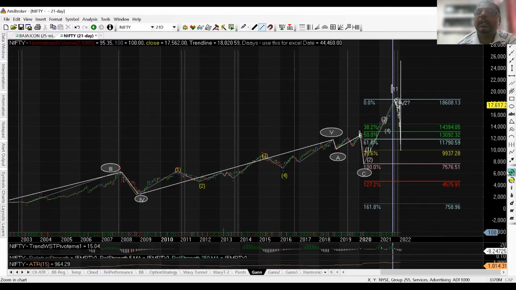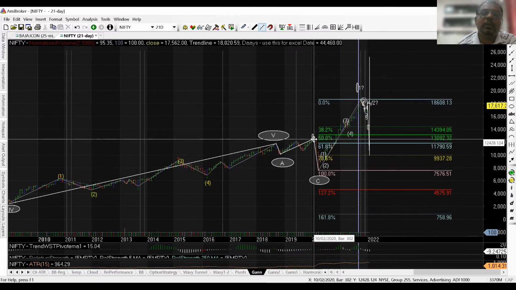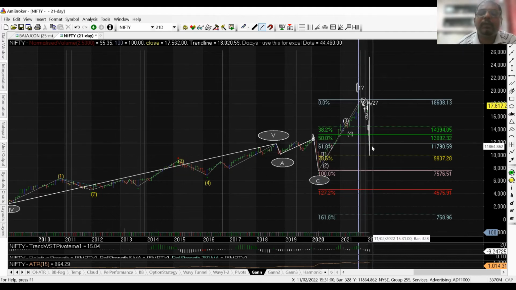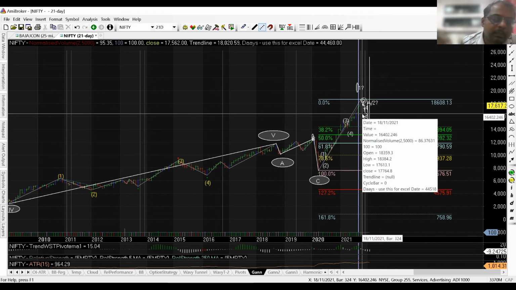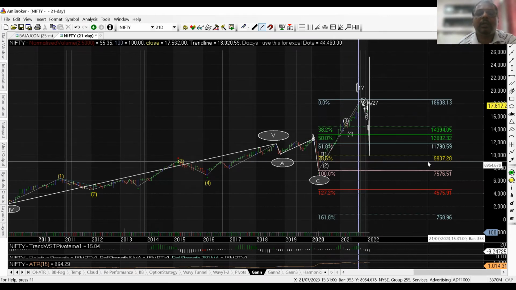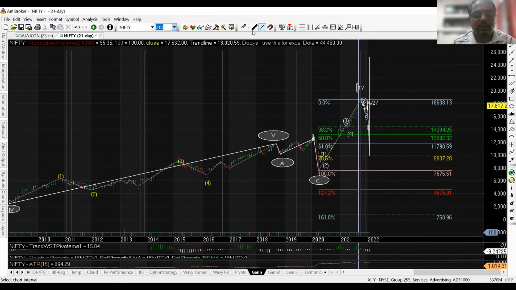The good thing is, this wave 2 may not correct all the way below 12,000. If this is wave 1, then wave 2 usually will not come below this. There are times when it may come down also. So what is the potential size of wave 2?